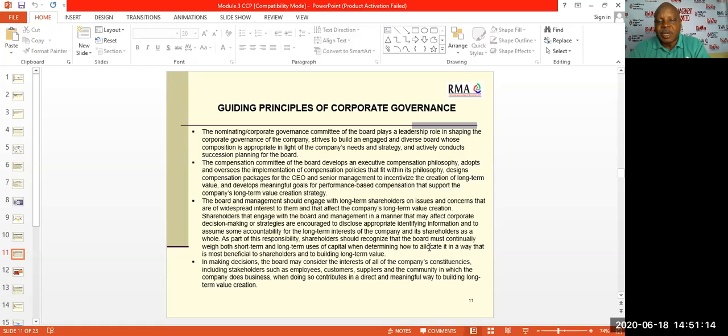The board and management should engage with long-term shareholders on issues of concerns that are of widespread interest to them and that affect the company's long-term value creation. This engagement is important. It's a guiding principle whereby they have to engage, the board and management. They should engage regularly. And of course, in making decisions, the board should consider the interests of all the company's constituencies, all the stakeholders that we saw in the last slide, that is both internal and external stakeholders. So the board has to make sure that all of these constituencies are carried along in such a way that everybody is aware, everybody is taken along, everybody is on board, so that together, the company is taken to its destination.